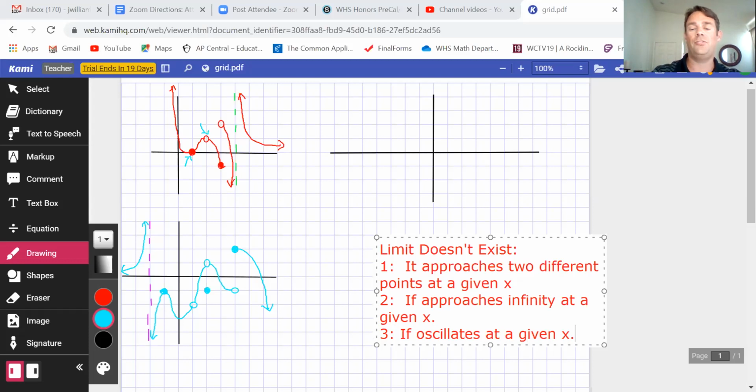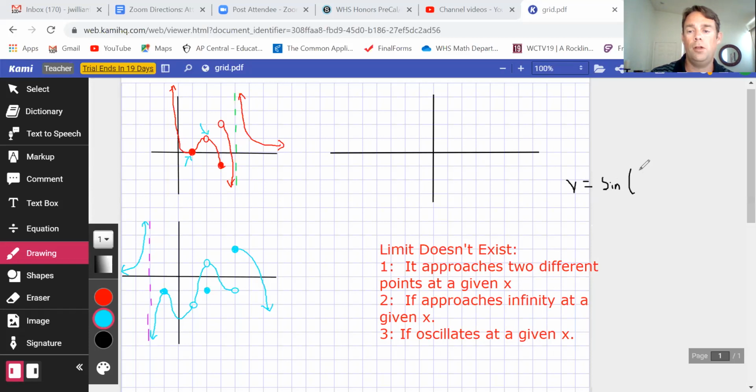And here's what I mean by oscillates, for those that don't know what that is. Let's take the function y equals sine of 1 over x. If you have a graphing calculator, you can plug that in to see what happens. If you don't, I'm going to give you a real ugly, bad sketch of what's going to happen here.